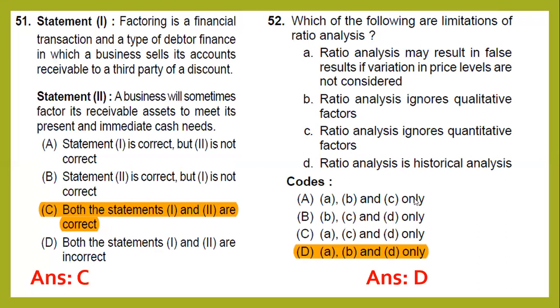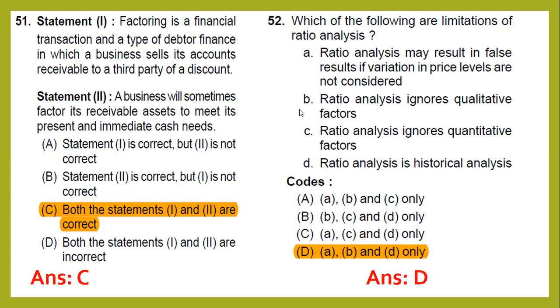So 51st question, statement 1 and 2. Factoring is a financial transaction and type of debtor finance in which the business sells its accounts receivable to third party at discount. Statement 2, a business will sometimes factor its receivables to meet its present and immediate cash requirements. So both statement 1 and 2 are correct. So therefore, for 51st question, answer is C.